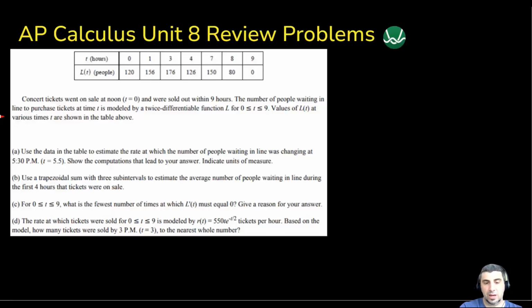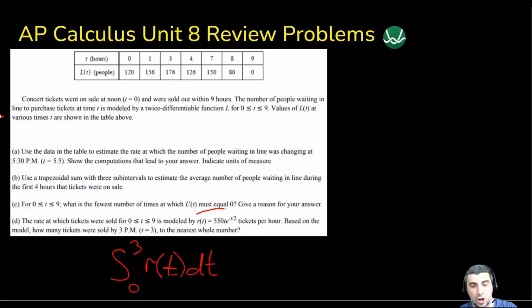So for this one, we need to get the total tickets sold, and we're given the rate function. So in general, when you have a rate and you're asked for the net change, you integrate the rate. So first thing, we're going to write down the notation, which would be the integral from 0 to 3 of r of t dt. And remember, you don't have to copy the function down again inside the integral because it's already named r of t. So it's understood that r of t refers to that function.